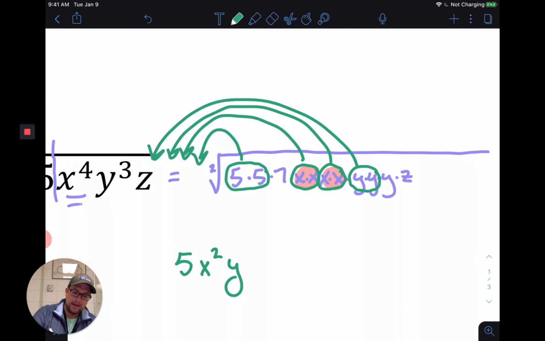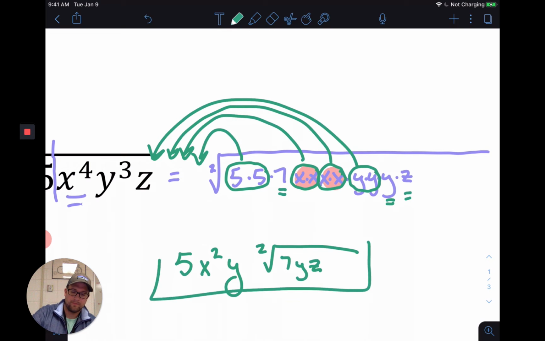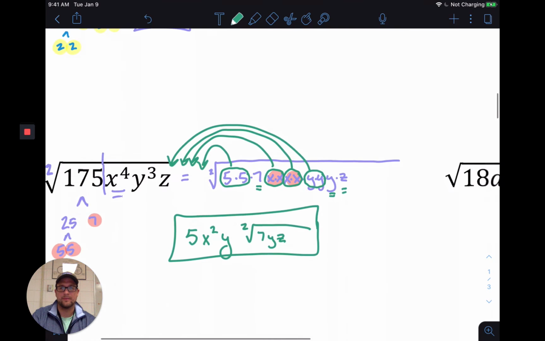And then we come back to our radical, so we're still going to have the square root of whatever's left inside. We were still left with a 7, we were still left with a y, and we were still left with a z, making this our final answer.